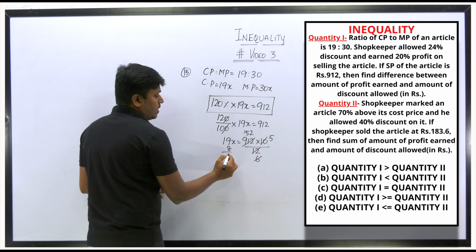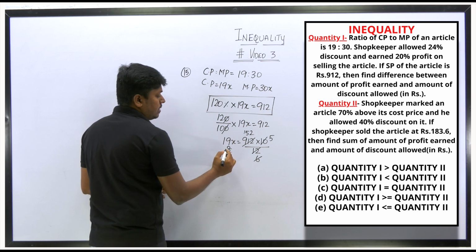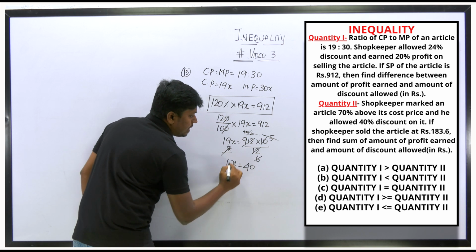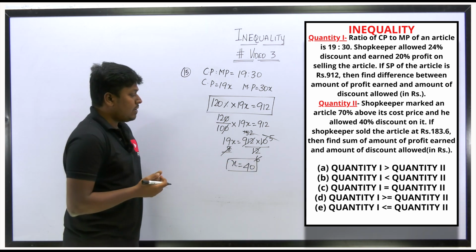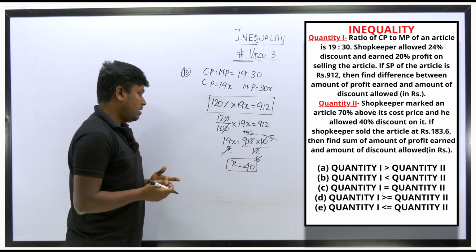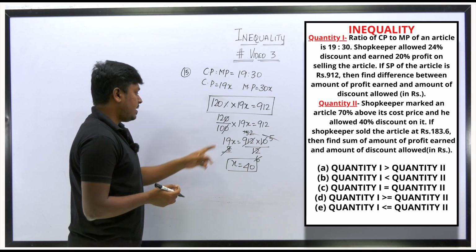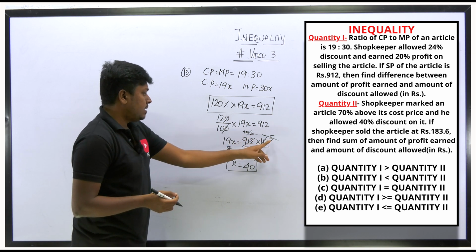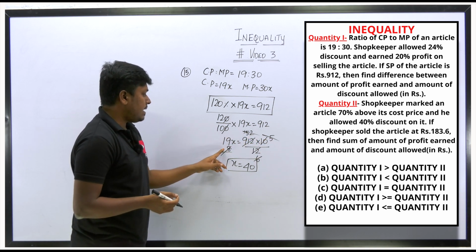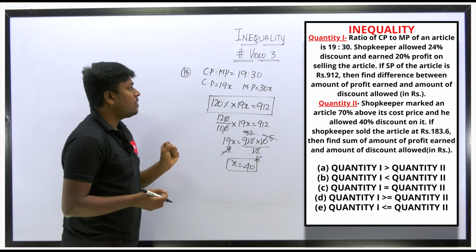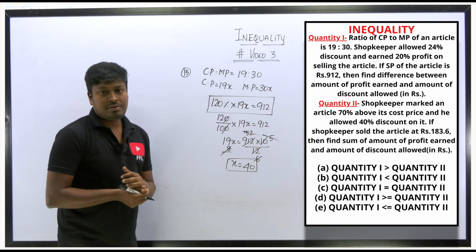So this becomes x is equal to 40, right? We have 5 here, so finally we got 15, 7 times here. So we can say that 19 into 8 will be 152, so 8 into 5 is 40. Yes. So finally we got the value of x is equal to 40.